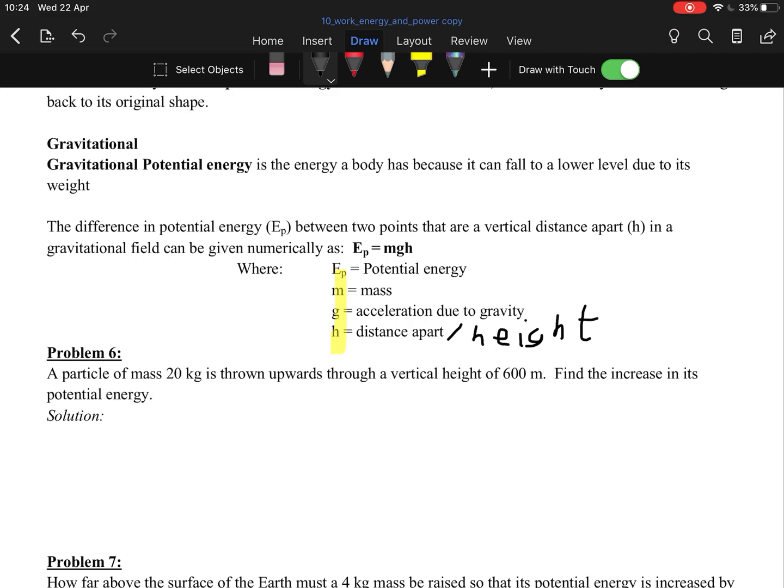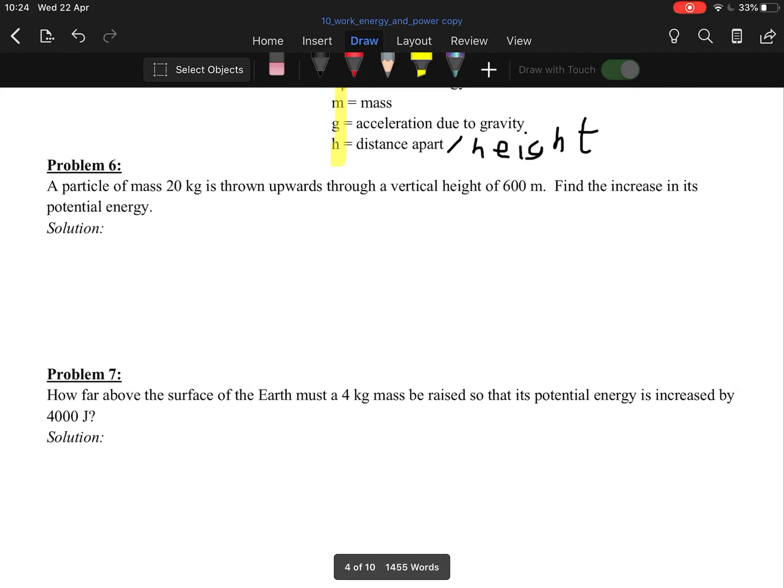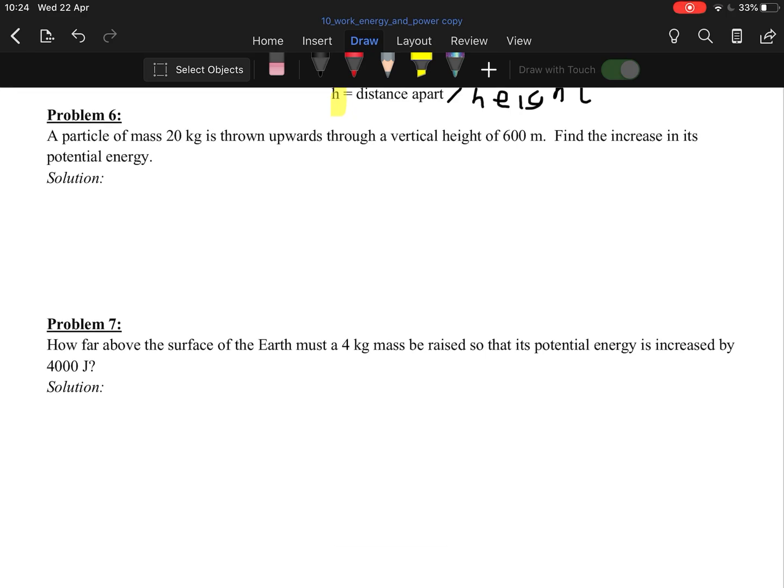Okay? So mass, gravity, height. They're the three factors, all right? And as I said, that's why the higher you hold the book, the greater the bang it's going to have when it hits the ground.